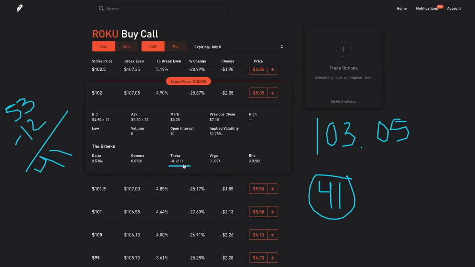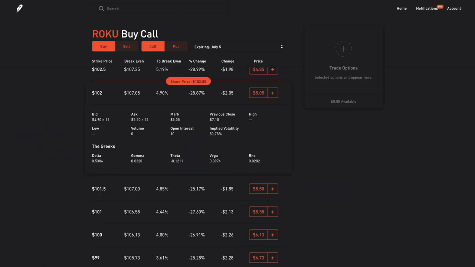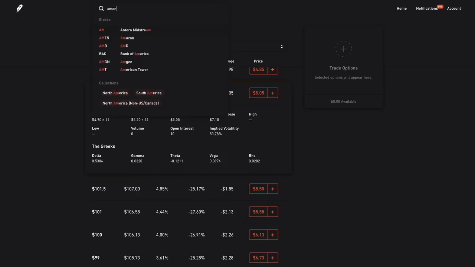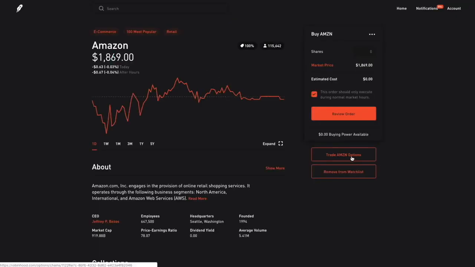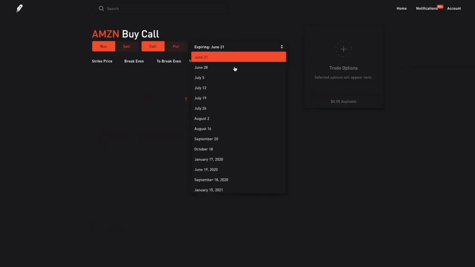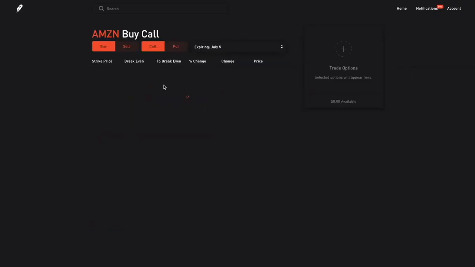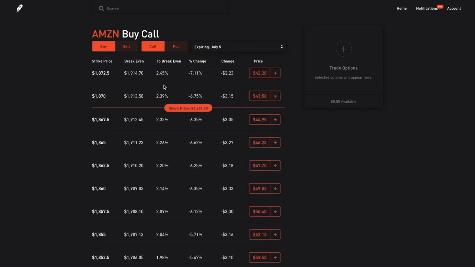So theta is very important to keep in mind. If you are going to hold the contract overnight, you must look at theta. Let me show you an example of a high theta. That way you can see just how much it can hurt you to have an option contract with a high theta. Let's go to Amazon stock. If you have an Amazon stock and you have your expiration set for July 5th, let's wait for it to load. Well, my internet is crappy right now.